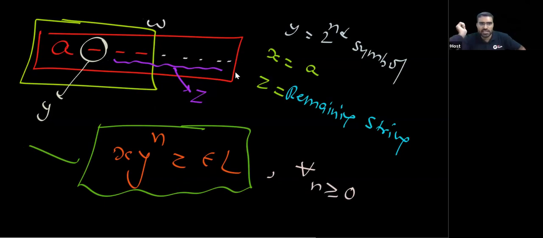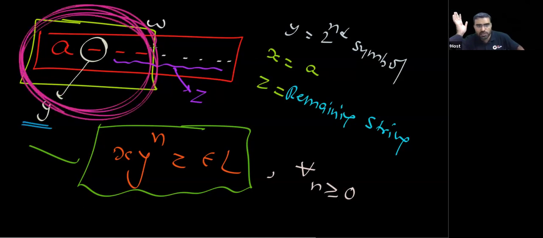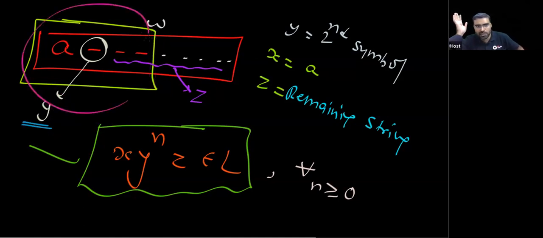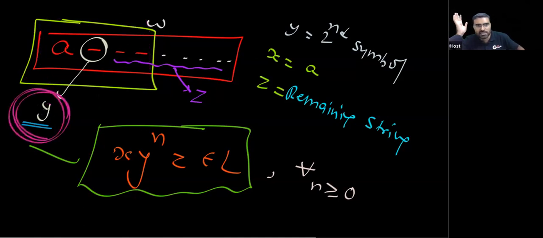Some students are saying that y equal to the third symbol will also work. Is this correct? Yes, y equal to the third symbol will work. But do I care about that? I only care about some y, some section that can be repeated. Within the first p symbols, at least one section can be repeated.